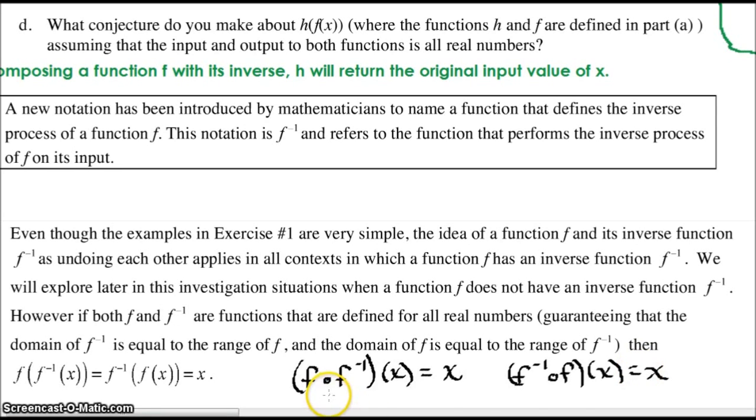With our standard function composition notation, f of f inverse of x equals x and f inverse of f of x equals x. Just notice that when you have a function composition involving inverses, they undo each other. So the input is your total resulting output.